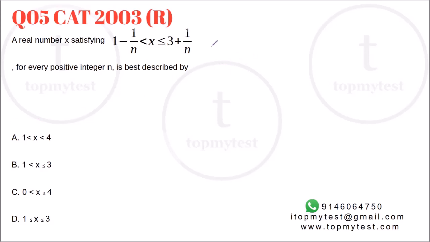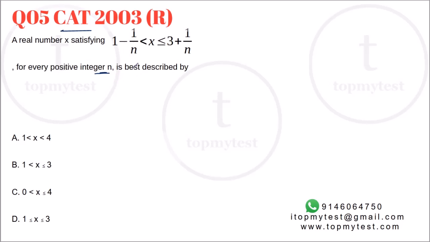And the last question is from CAT 2003, the repeat paper. It says a real number x satisfying 1 minus 1 by n is less than x, which in turn is less than or equal to 3 plus 1 by n for every positive integer n. So n is a positive integer, right? In other words, it's a natural number. It can be 1, 2, 3, 4, etc. It cannot be 2.5. It cannot be 0 also, right? What is the best value to describe this range?